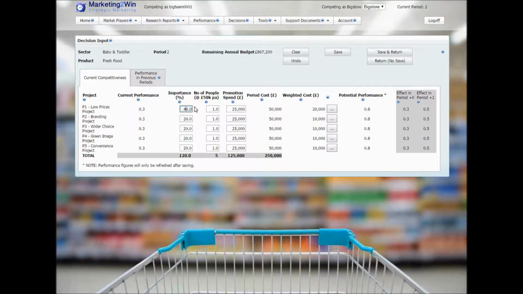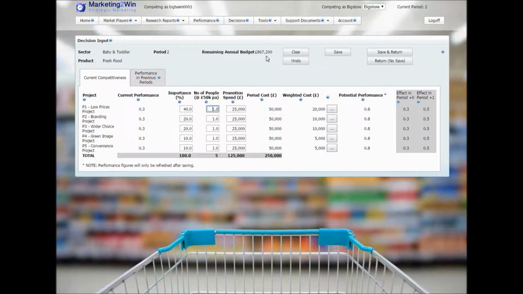Give that an extra importance rating, and of course you can't make everything more important. If you make one thing more important, then something else has to be less important. So we're going to just downgrade the importance of the green image and convenience. Okay, so that returns to 100%. Let's look at the next thing. We've got people here. These are people that are allocated to our projects. So we've got one person working on pricing of baby food products.